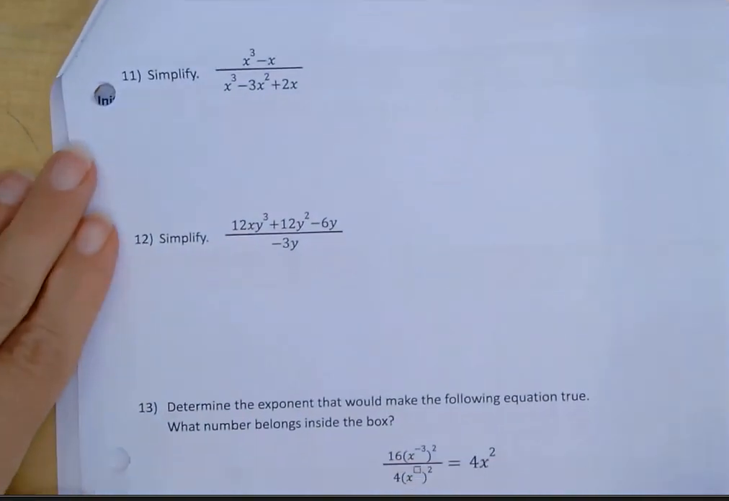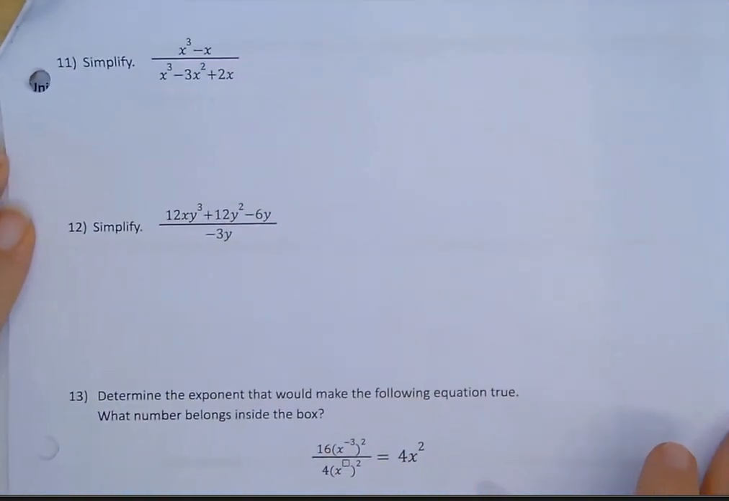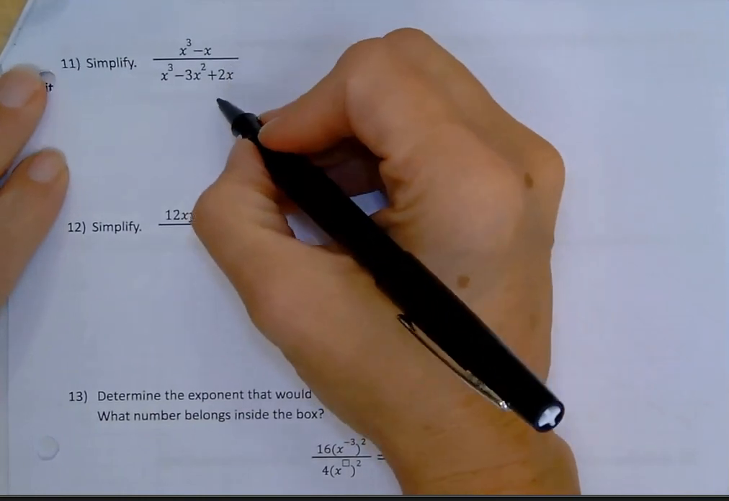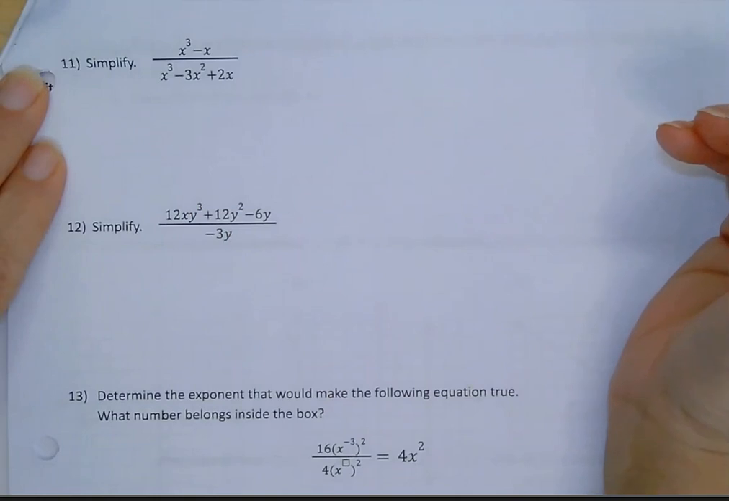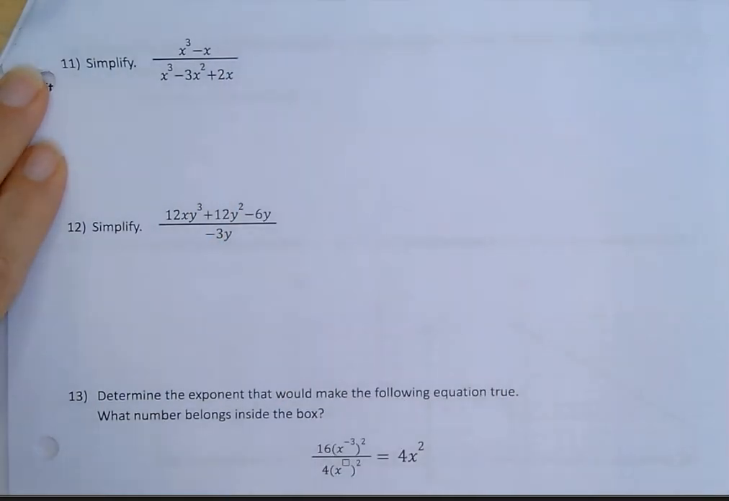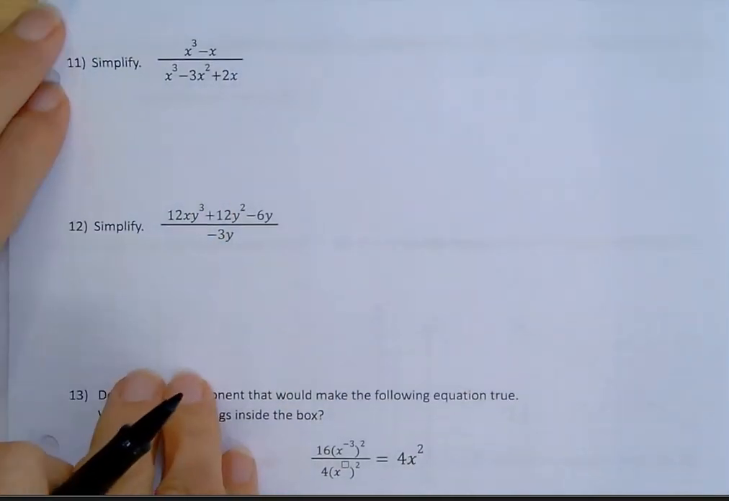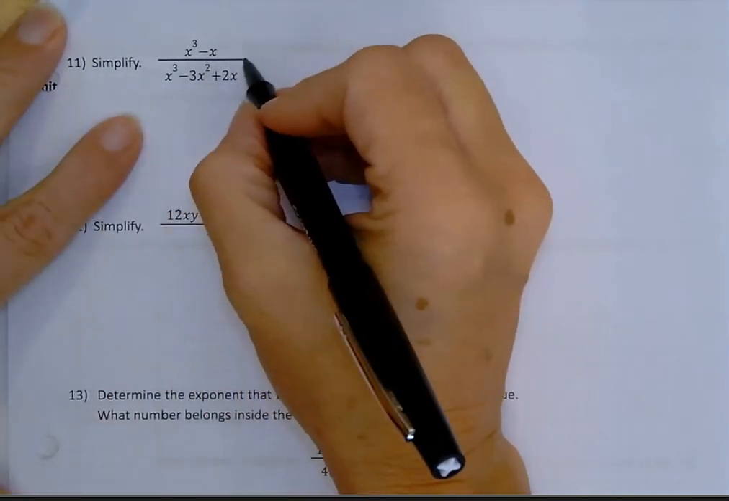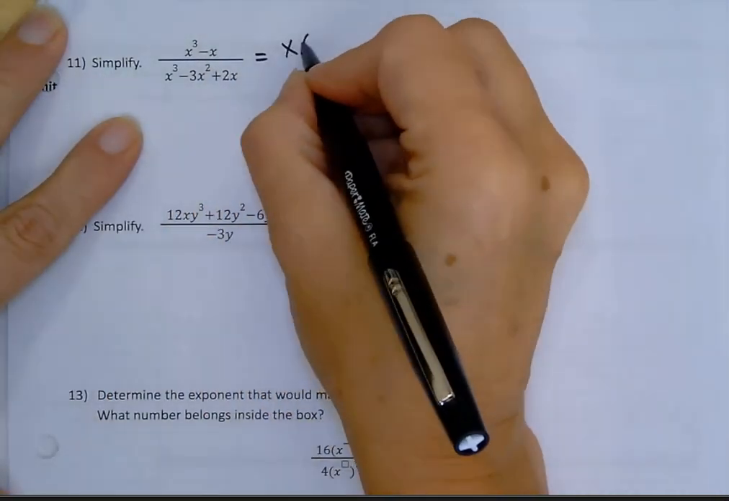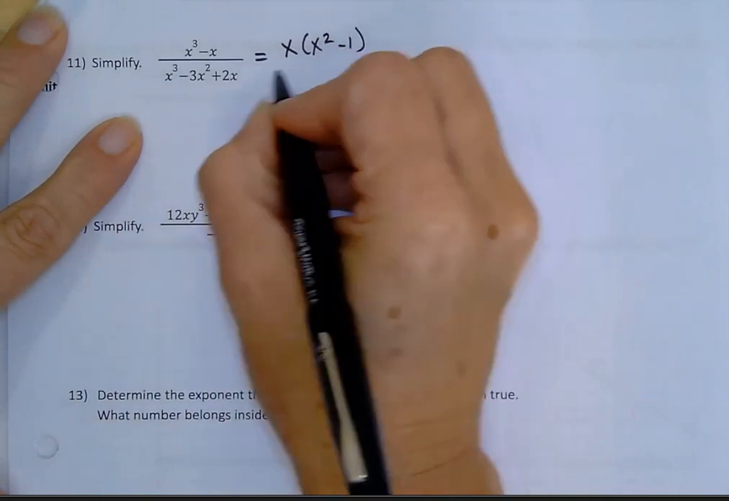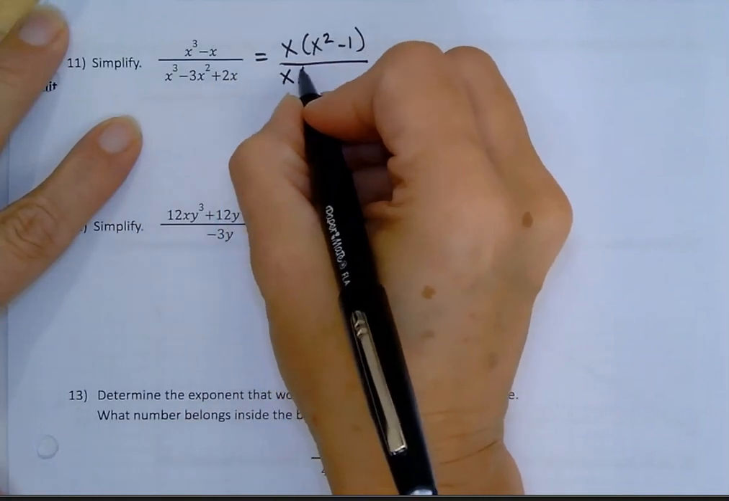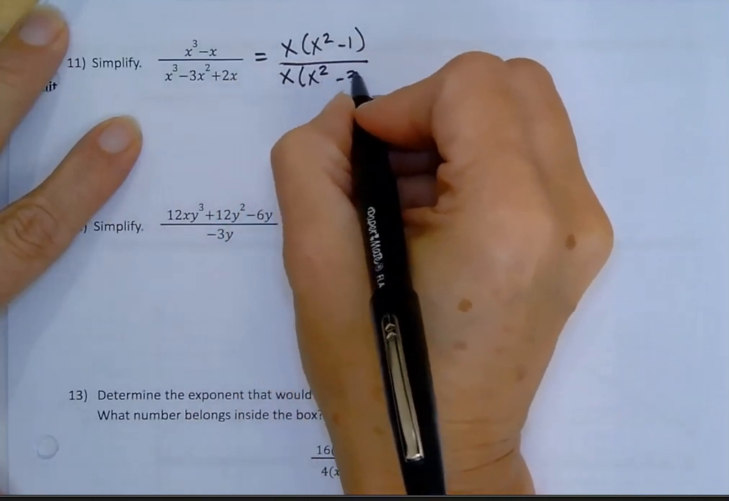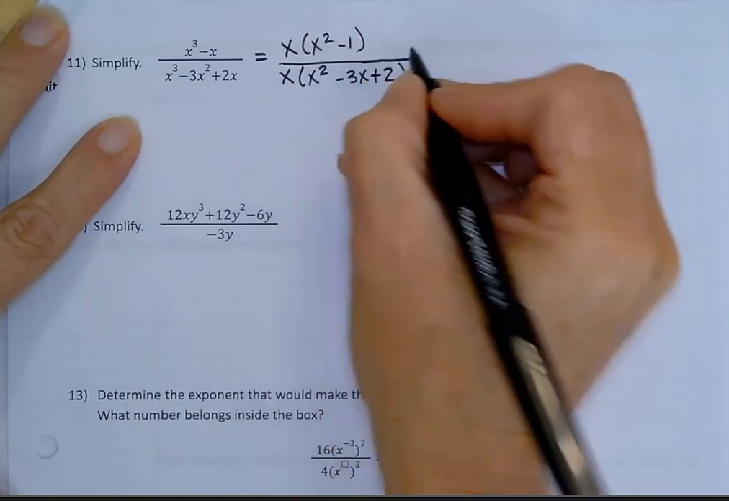Okay, all right, let's do a couple more problems, and then we'll start a second video. This time, I have a trinomial in the denominator, I have a binomial in the numerator, so I know my best bet for something like this is to factor everything out and see what I can get to cancel. So I'm going to pull an x out of the top. I have x times x squared minus 1. And in the bottom, I'm going to pull out an x from everything. x times x squared minus 3x plus 2. Okay, so far so good?